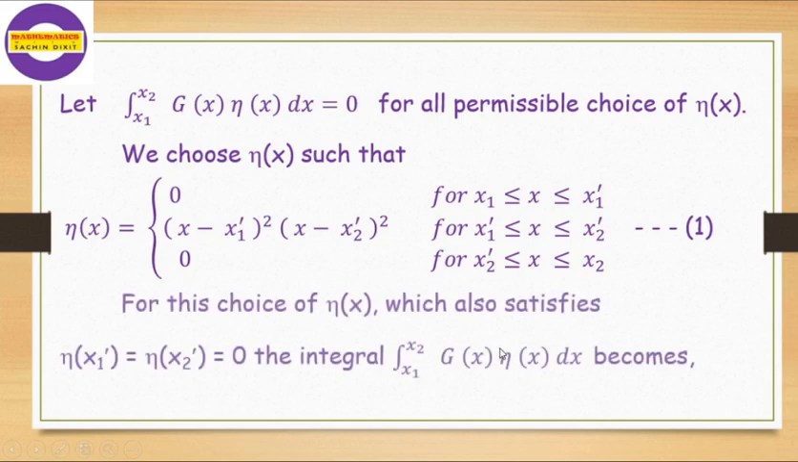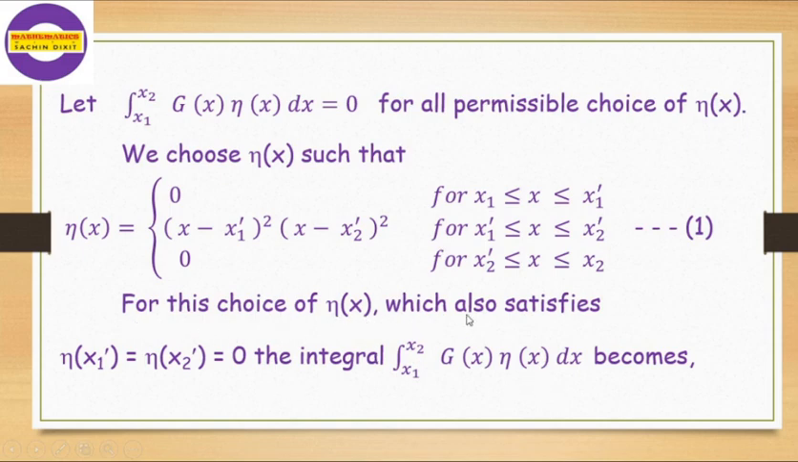Equation number 1. This choice of eta of x also satisfies the condition eta of x1 dash equal to eta of x2 dash equal to 0. If we put x equal to x1 dash in this eta of x, obviously x belonging to this interval, this value becomes 0, hence eta of x is equal to 0. In the same way, if we put x equal to x2 dash, we also get 0. That means our condition for eta of x will be satisfied here.